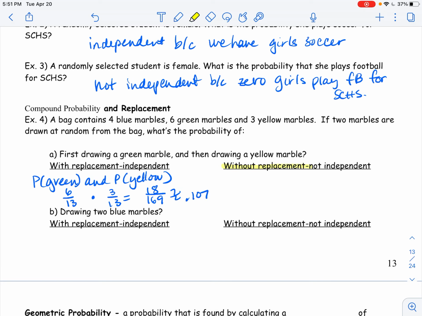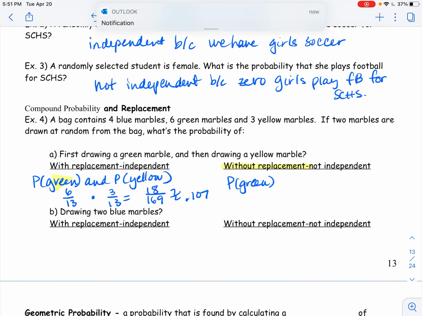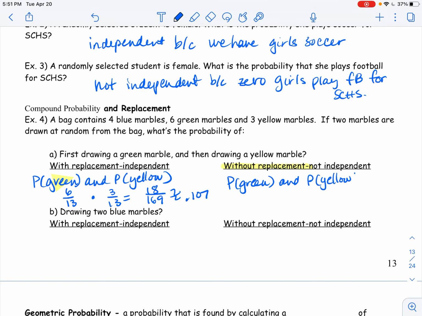Now, without replacement, so if we pick the green one the first time, so probability of green and probability of a yellow given a green was picked. So this line right here means given. So the probability of green, well, that's still just 6 out of 13. But if I take a green out, now I have 12. So I have one less. Now, it doesn't affect the number of yellow, though. We still have 3 yellow.